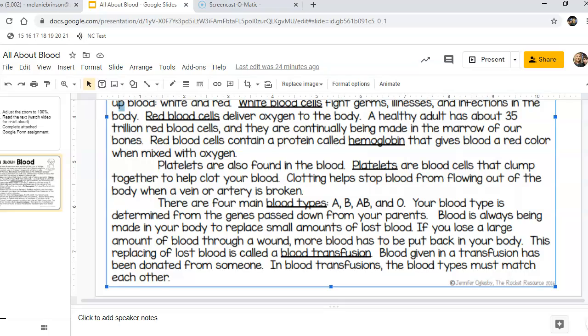So if you don't know your blood type, that's a good thing to know. Ask your parents what they have. Ask them what you have. I'm a type O. O is the most common blood type.